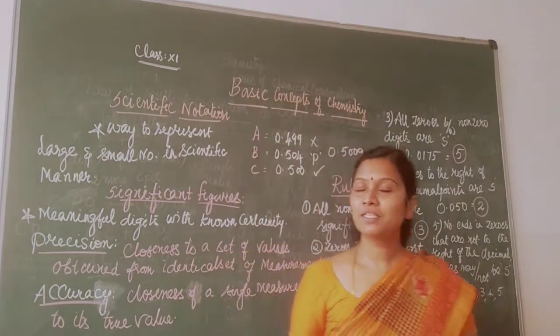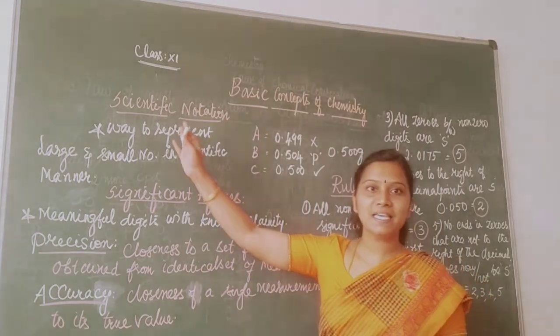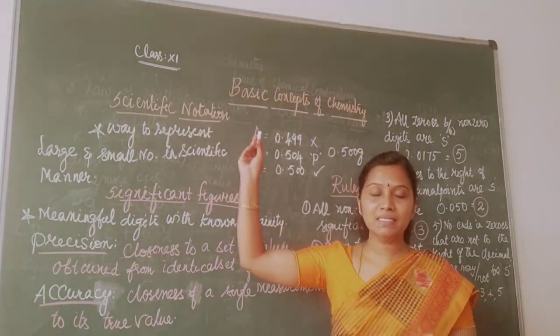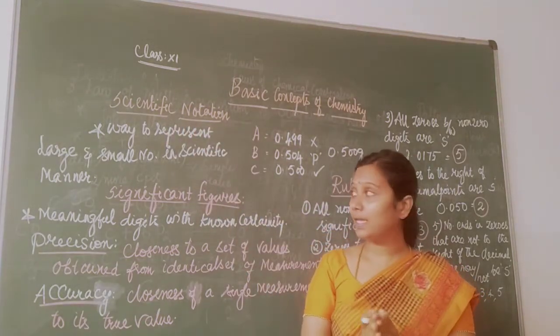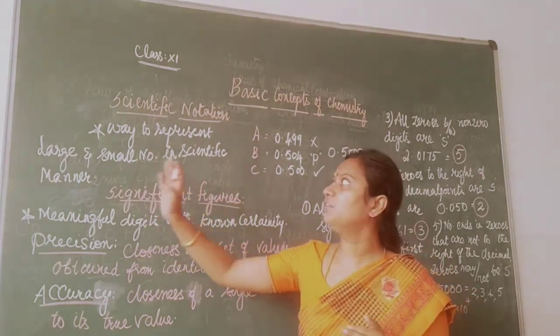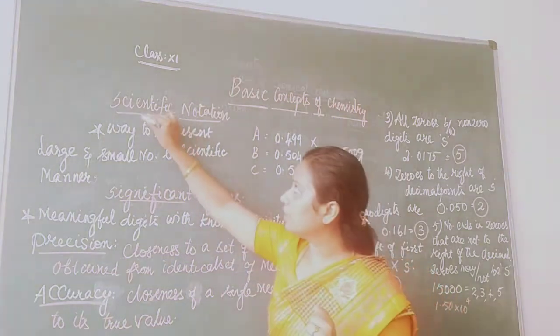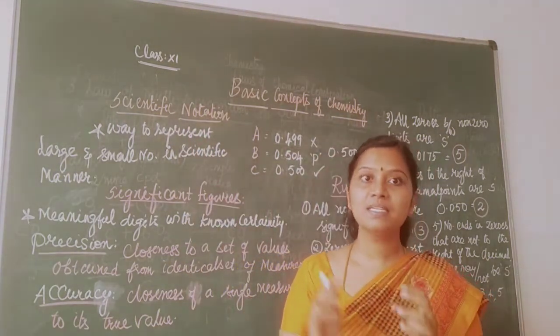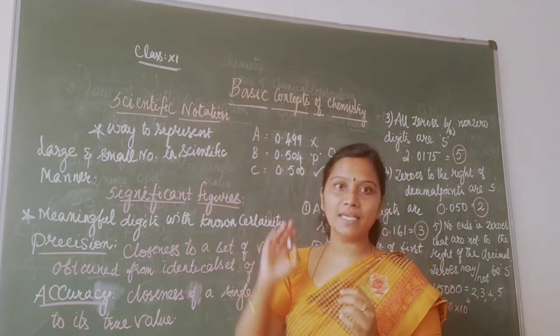Good morning students. Today we are going to move to the topic scientific notation. What does the term scientific notation mean? Scientific notation is a way to represent large numbers and small numbers in a scientific manner. So what is scientific notation? Representing small numbers and large numbers in a scientific manner is called scientific notation.